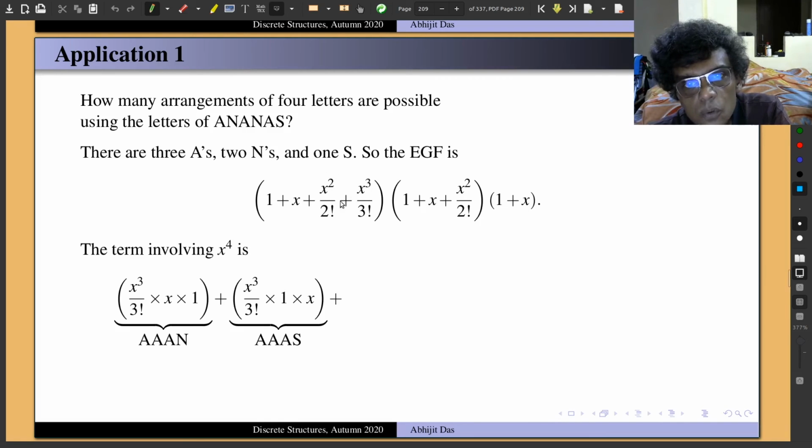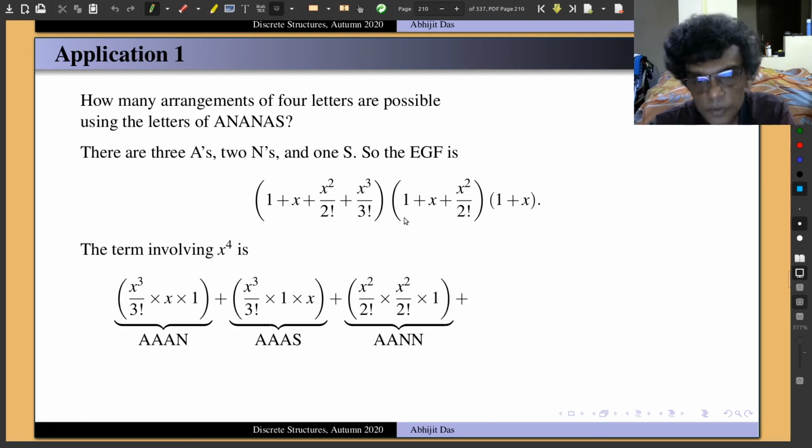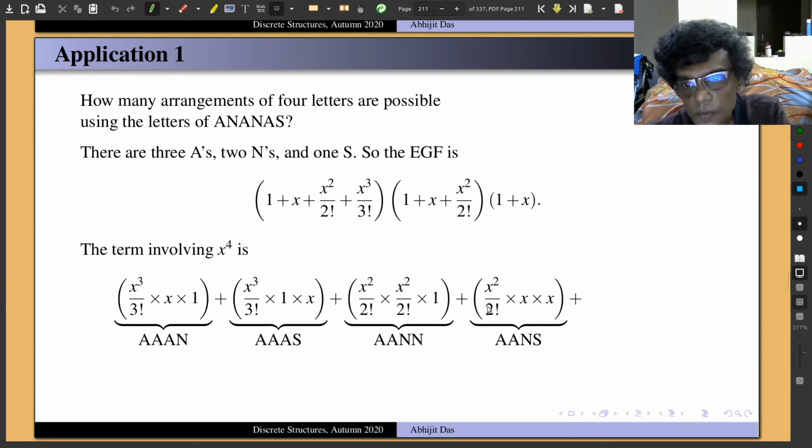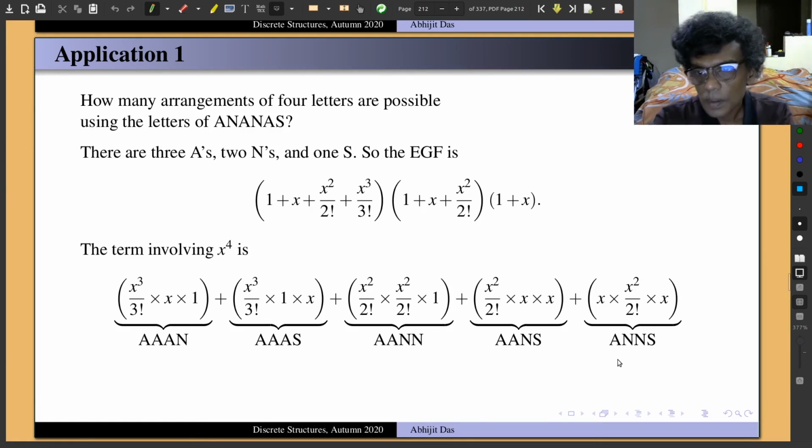Then I look at this, 2, 2, 1. That is, you take 2 A's, 2 N's and no S. This gives you this term, A, A, N, N. You can also choose this and this. That is 2A, 1N, 1S. This will give you this term. Finally, there is a last possibility, this and this. That is 1A, 2N, 1S. So this will give me all the x power 4 terms in the final product.